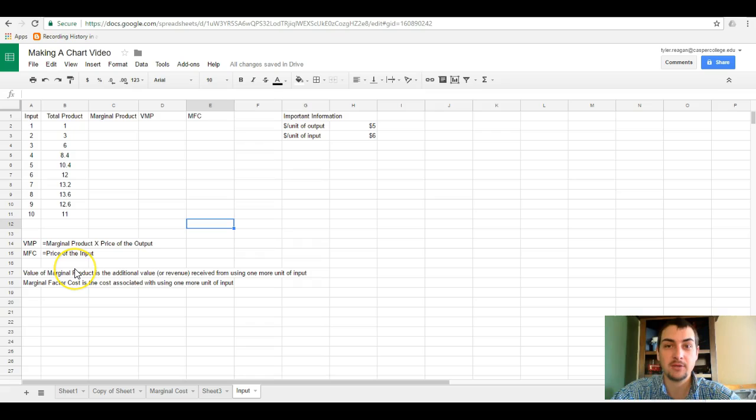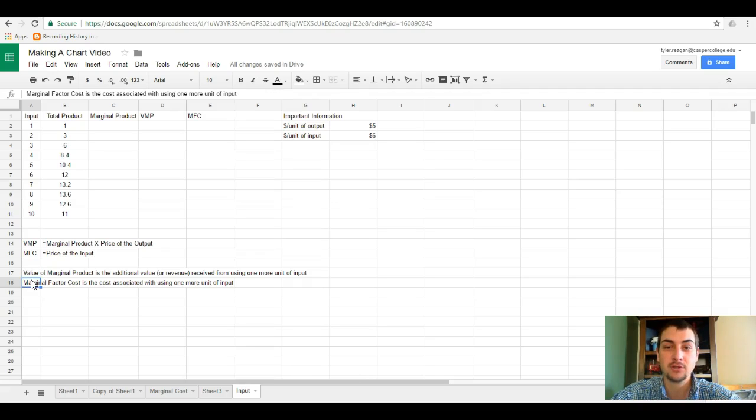So, I've got some notes down here. First thing we want to do is talk about what is the value of marginal product. Well, a way to explain value of marginal product is it is the additional value or the additional revenue received from using one more unit of input. Basically saying, for example, in the project, if we use one more pound of feed, how much is that going to return us in revenue? How much is one more pound of feed going to translate into how many more pounds of gain, and what is the total revenue off those pounds of gain is kind of what it means, and hopefully you'll be able to see that after this little video.